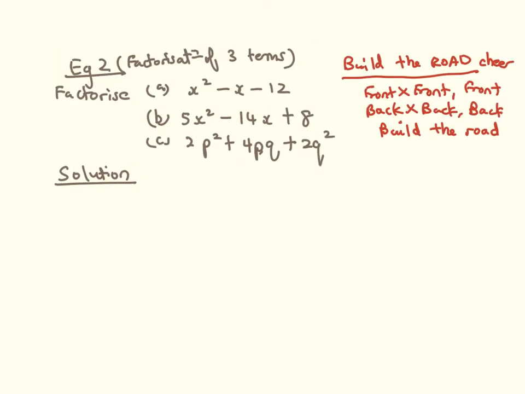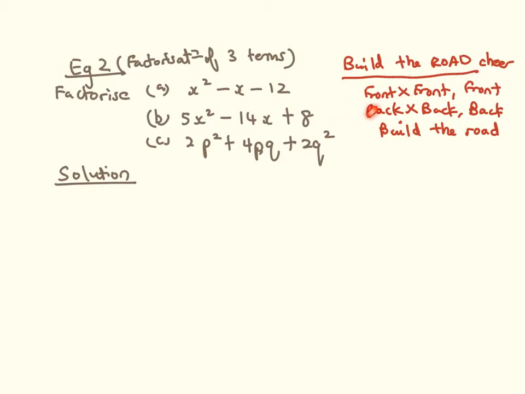now we'll do the factorization of three terms in example 2. You're asked to factorize x squared minus x minus 12. Now notice there are three terms here, separated by minus sign. And the second example, part B, there are also three terms, separated by plus and minus sign. And the last one, part C, you can see there are three terms, separated by the plus signs. So all the three-term factorization cases, you have to use the build the road cheer to factorize. Okay, the title is called Build the Road Cheer.